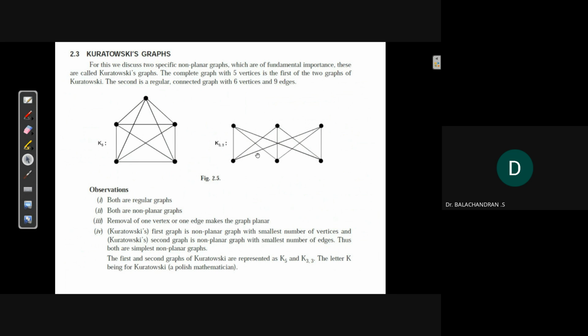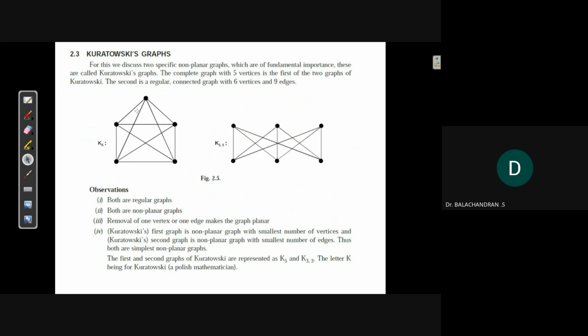Similarly, this is called Kuratowski's second graph. This is also non-planar with the smallest number of edges, because the number of edges here is 9, because 3 into 3 is 9, but here 10. For a complete graph, the number of edges is what? n into n minus 1 by 2. Here n is the number of vertices, so 5.